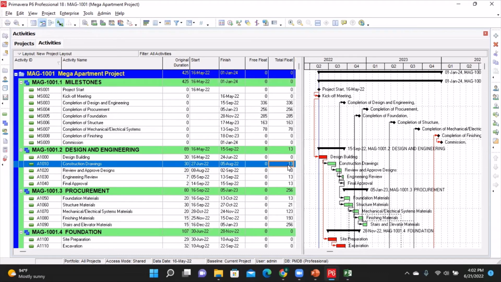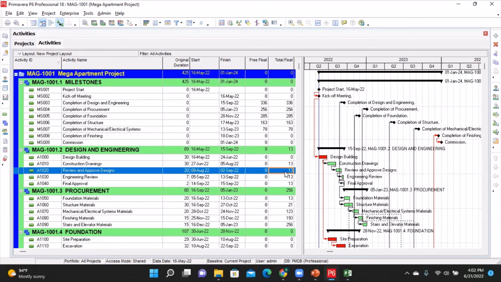Let it be noted also that in the course of executing the project, activities that are not on the critical path may become an activity on the critical path eventually.